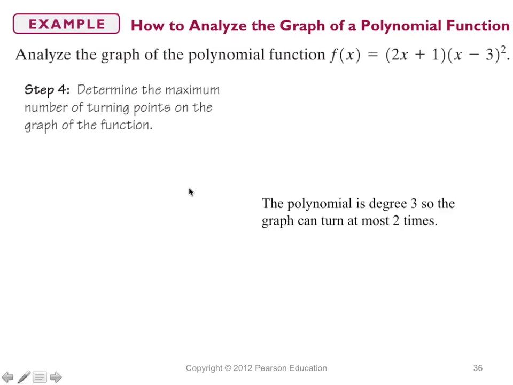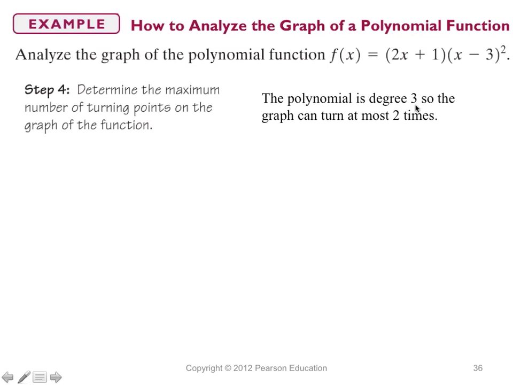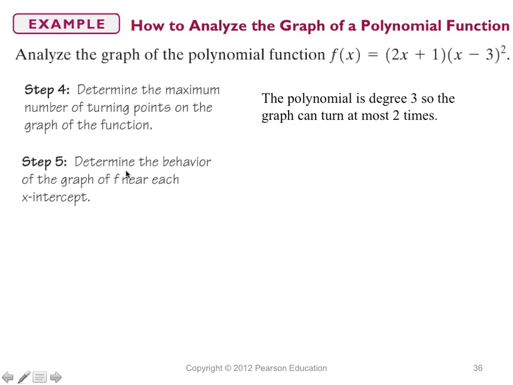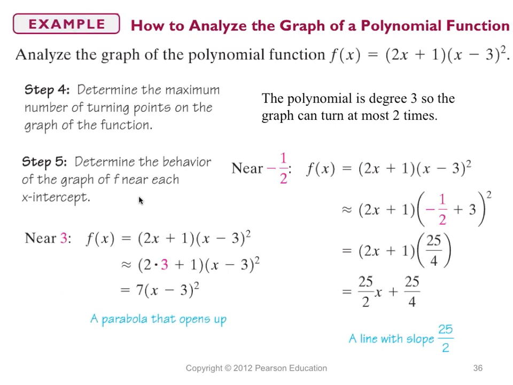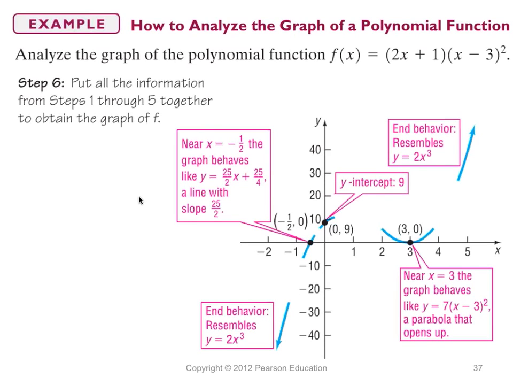Now the maximum number of turning points, the degree we know is 3, okay? So the maximum number of turning points that you have, you just subtract 1, which gives you 2. So the most number of times that your graph can turn is 2. And then we want to determine the behavior of the graph near the x-intercept. I'm going to skip this part because it's not the most important piece, and I want to make sure we get through rational functions as well today.